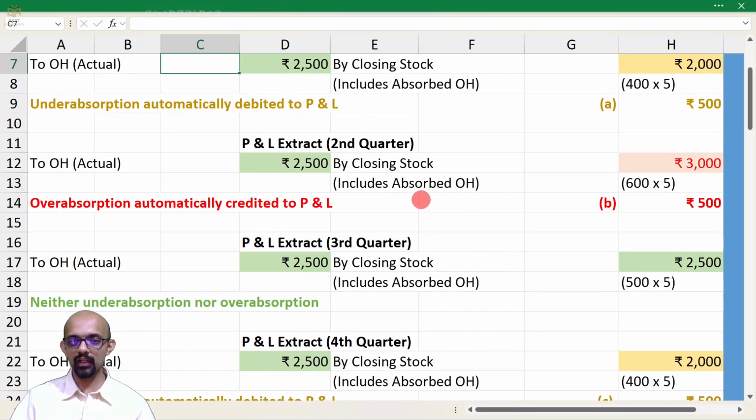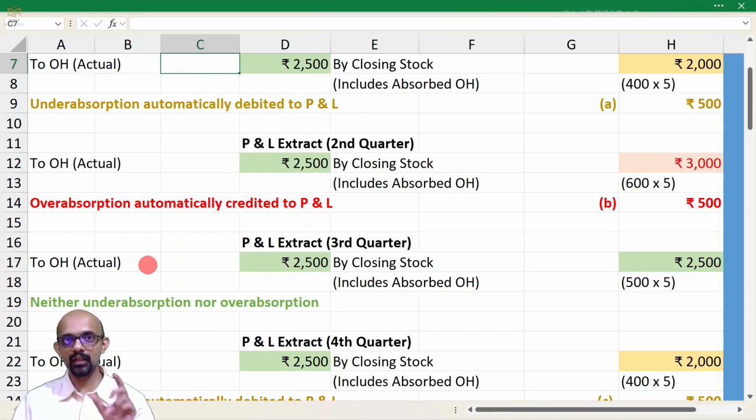In the second quarter, what would have happened? We would have absorbed more into the stock. That's why it's automatically credited, that 500 rupees. That is what they are referring to. It is not an actual entry. Under or over absorption, we don't pass any separate journal entries, because in financial records it is the actual expense we are recording on an accrual basis. So debit is the accrual basis, whatever the expense. Only for inventory valuation are we absorbing.